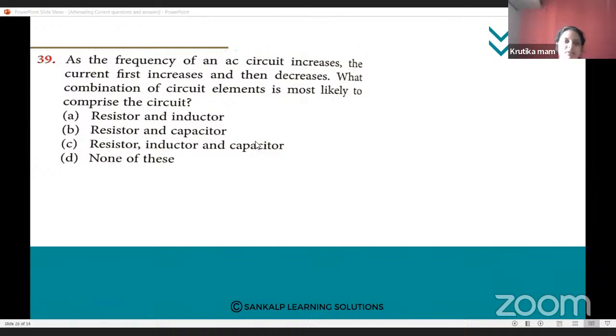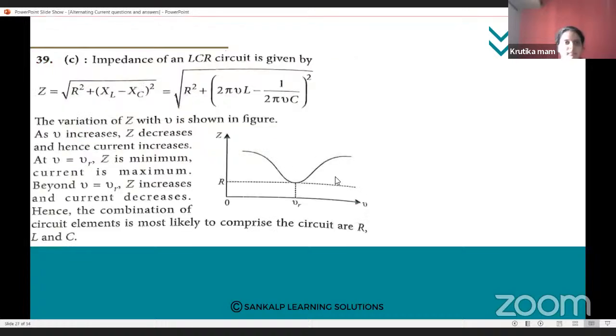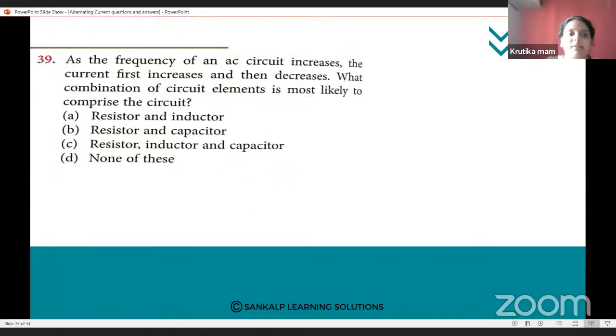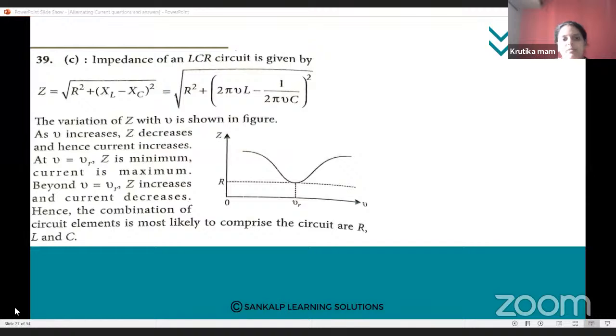I guess we have discussed a similar question, if I'm not wrong. All the three? Yes, so that is the impedance Z. Option C is the correct answer. That means the circuit should have a resistor, inductor and capacitor, all the three. Okay, the next question.